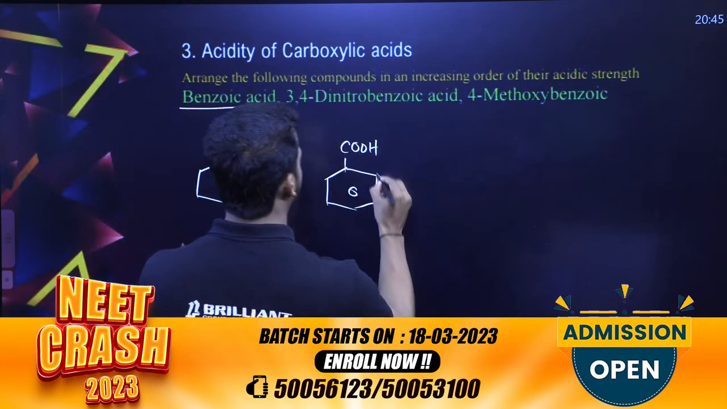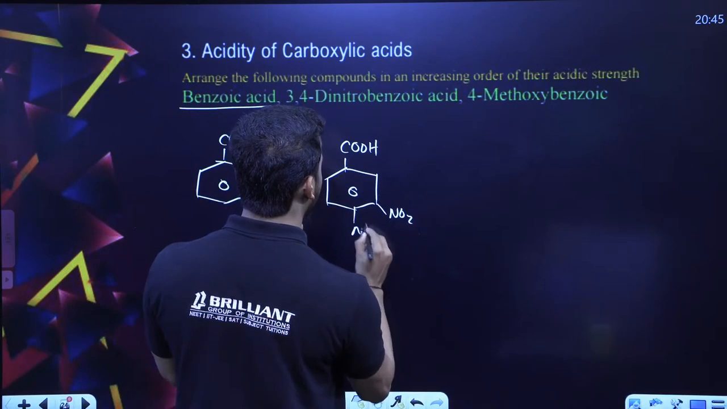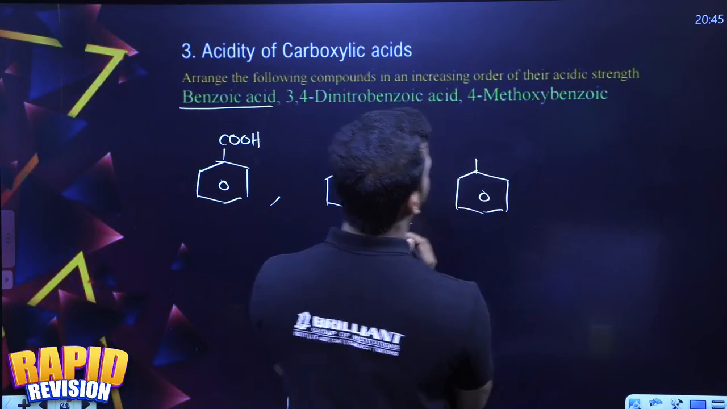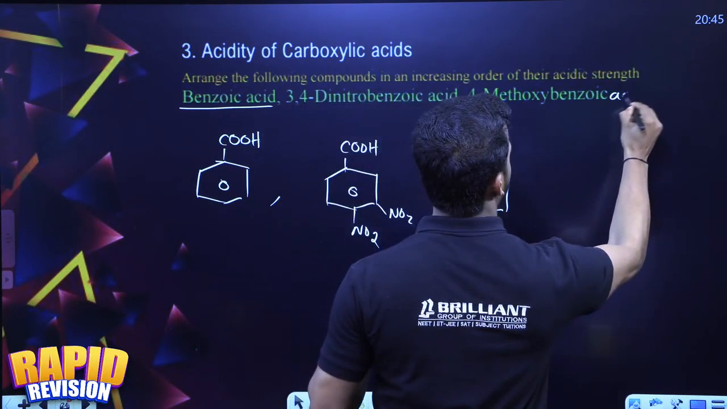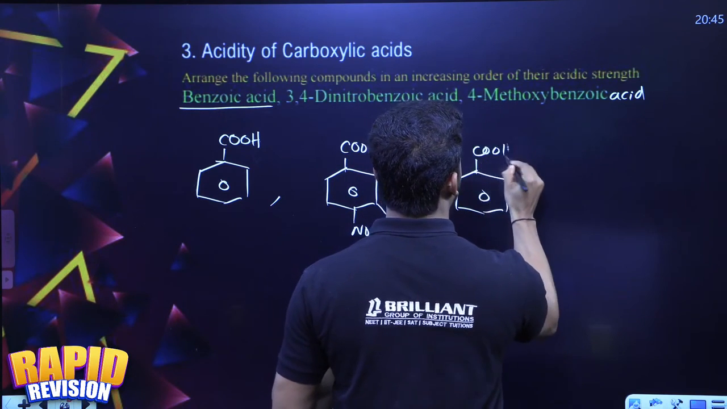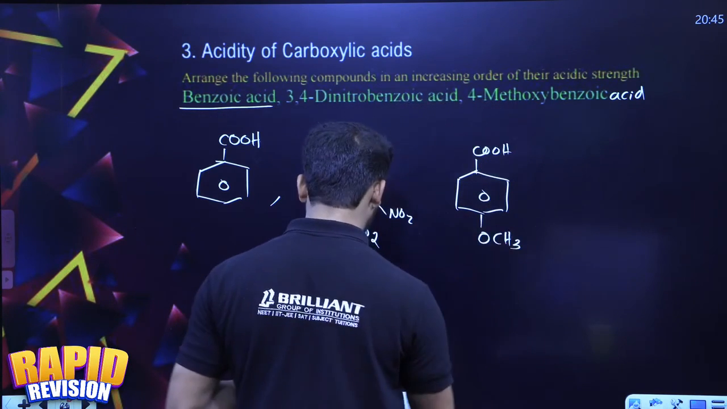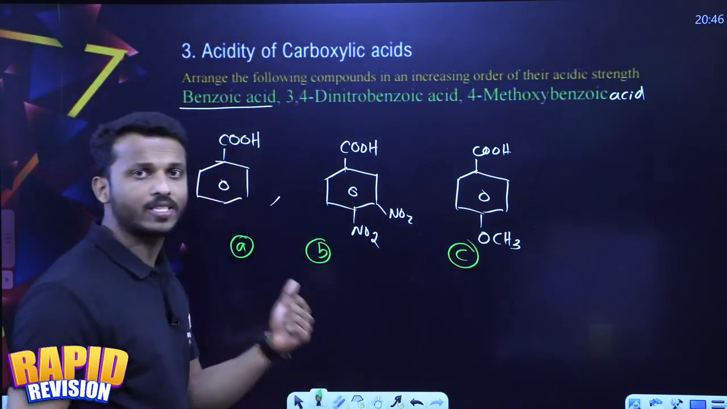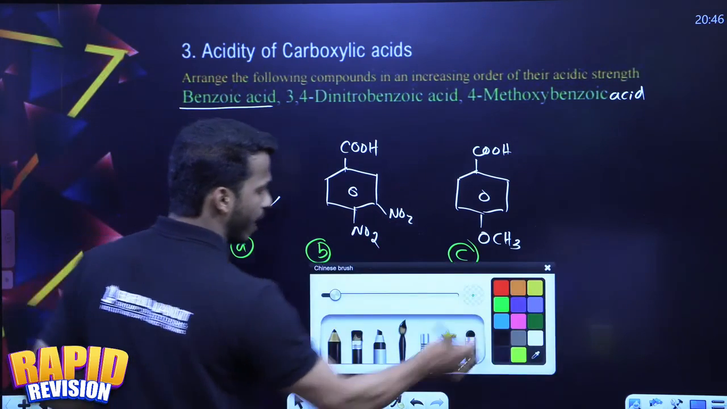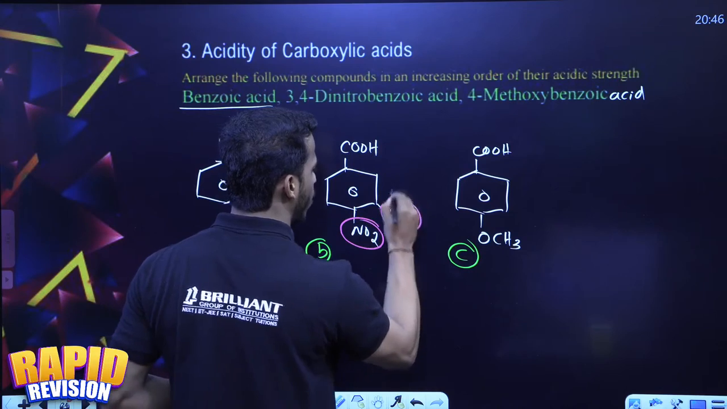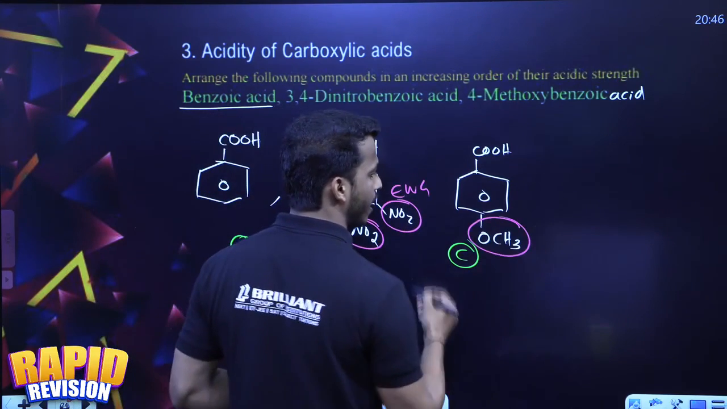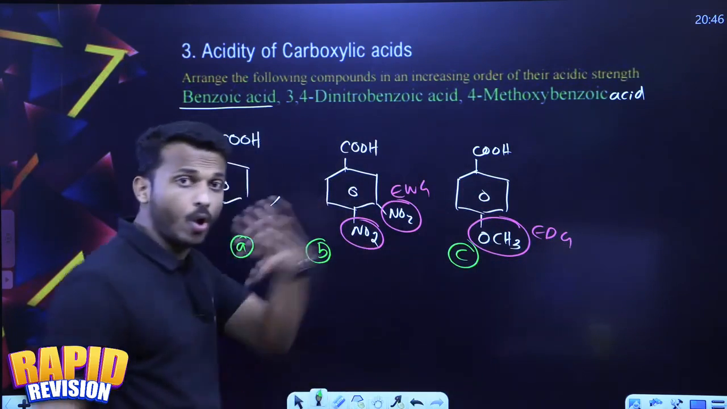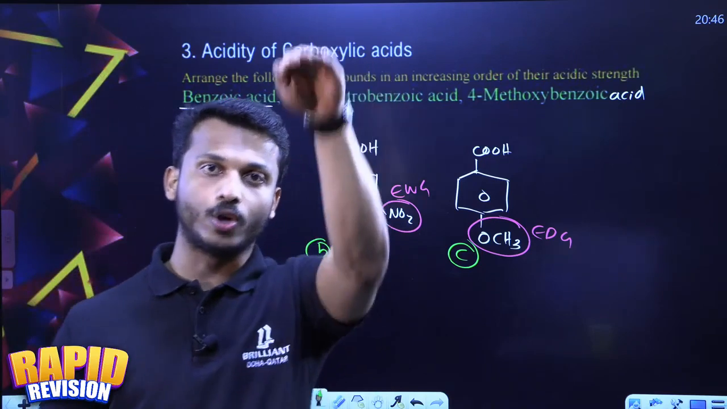Okay, next one. 3,4-dinitrobenzoic acid. What is the last one? 4-methoxybenzoic acid. What is methoxy? OCH3. Dear all, let me number. This is A, this is B, this is C. This is the way you should answer in the exam. The groups you can understand easily. Nitro group is an electron withdrawing group, and methoxy, alkyl and alkoxy groups are electron donating groups. You know, electron withdrawing groups increase the acidity, electron donating groups decrease the acidity.